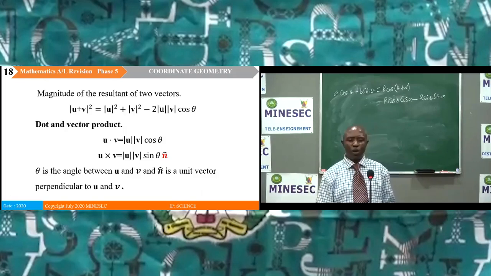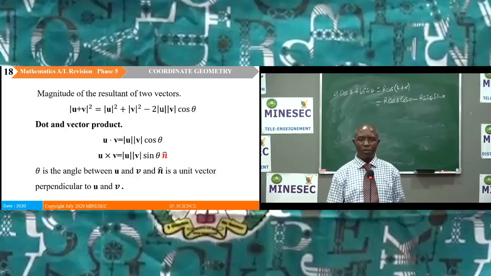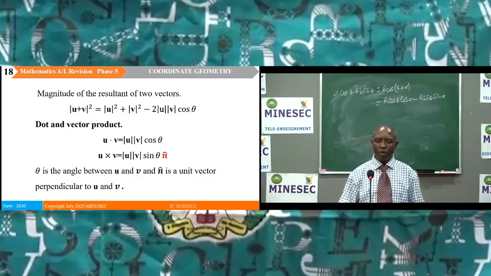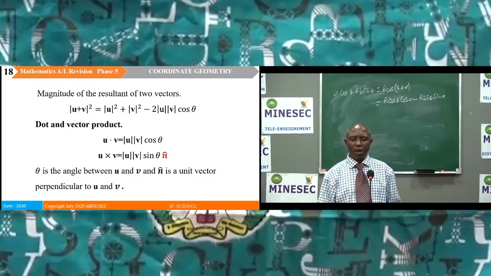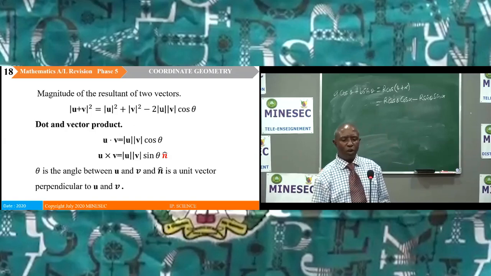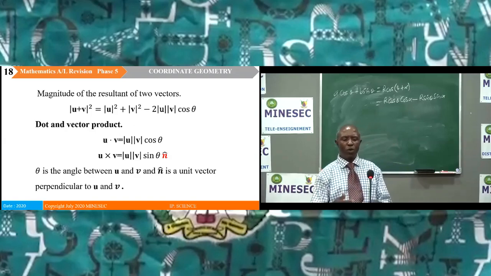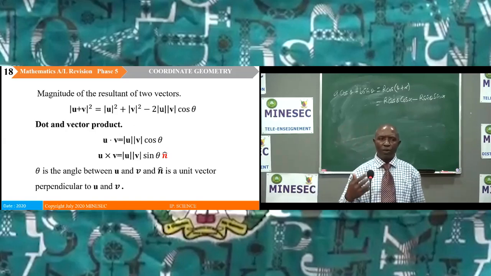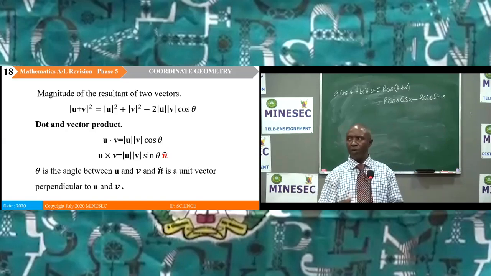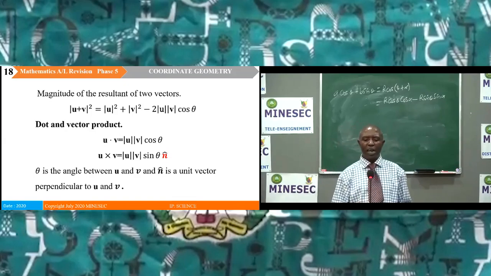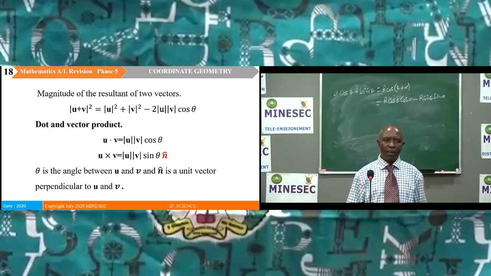Magnitude of the resultant of two vectors. That is how you obtain it, as you see on your screen, the dot product. The dot product of that is u dot v equal to that. You find them inside your formula booklet, where theta is the angle between u and v, and f is a unit vector perpendicular to u and v.